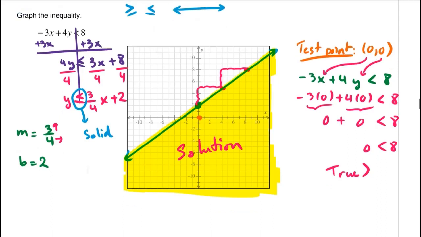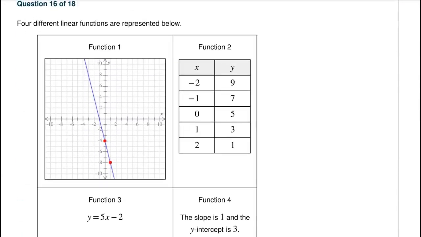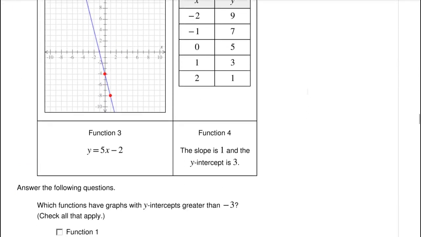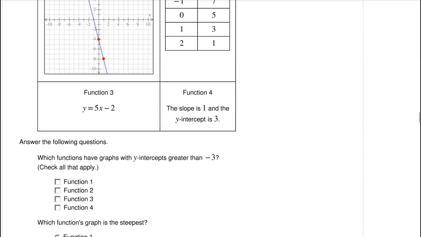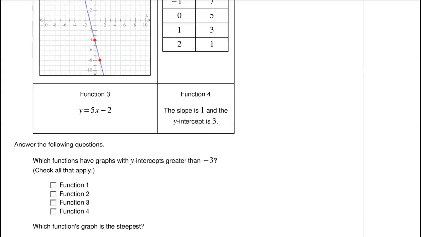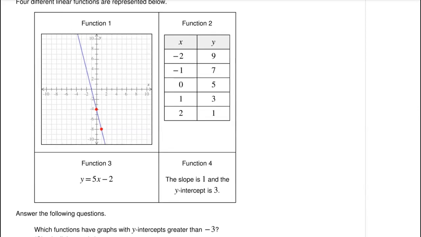Alright, problem 16. Four different linear functions are represented below. I see function 1, 2, 3, and 4. Answer the following question: which functions have graphs with the y-intercept greater than -3? That means where does it cross on the y-axis, and it has to be bigger than -3.